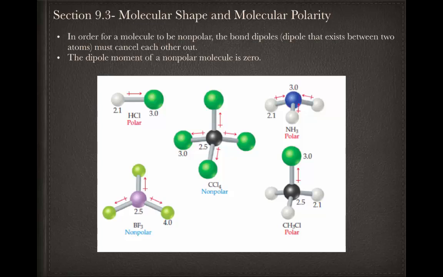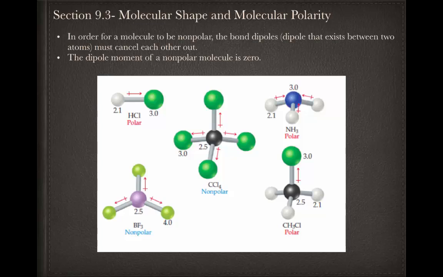Now, if you look at NH3, you've got three different vectors pointing towards your central atom, which is nitrogen. Now, notice you don't have anything pushing downwards on nitrogen. Therefore, the bond dipoles do not cancel each other out, and therefore the molecule is polar.